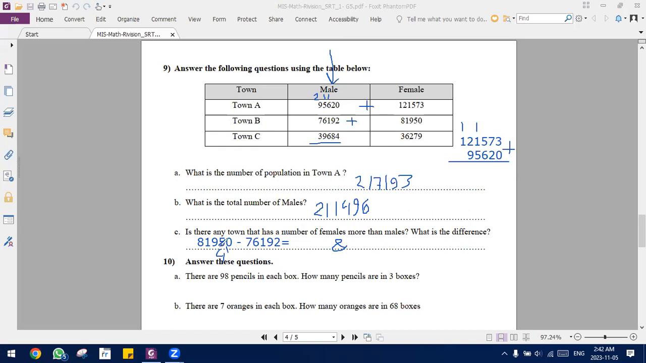4 minus 9, we can't. This 9 will be 8. The 4 will be 14. 14 minus 9 is 5. Then 8 minus 1 is 7.